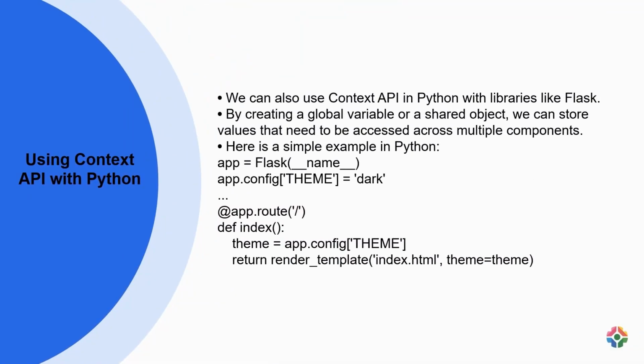Context API in Python can be employed with frameworks like Flask to manage global states. This involves establishing a global variable or object to retain data accessible throughout various components. For instance, in Flask, a global variable could be defined to store shared data, like a theme setting. When a client accesses a specific route, such as the root route in the example, the stored theme can be retrieved from the global variable for rendering within a template, ensuring consistent theming across the web application.